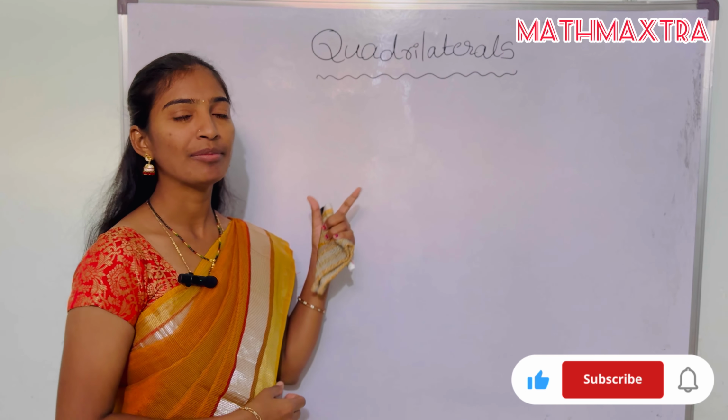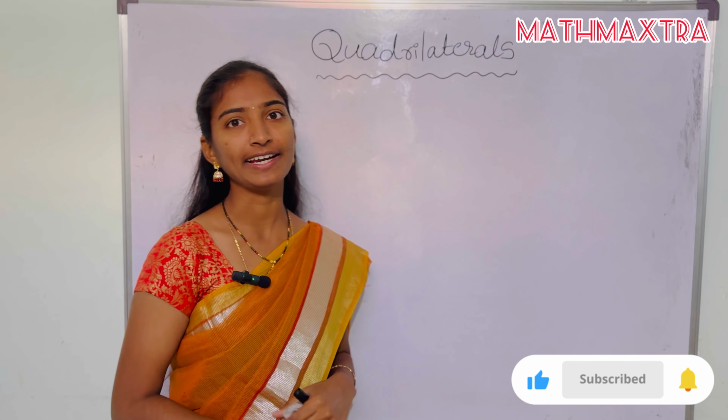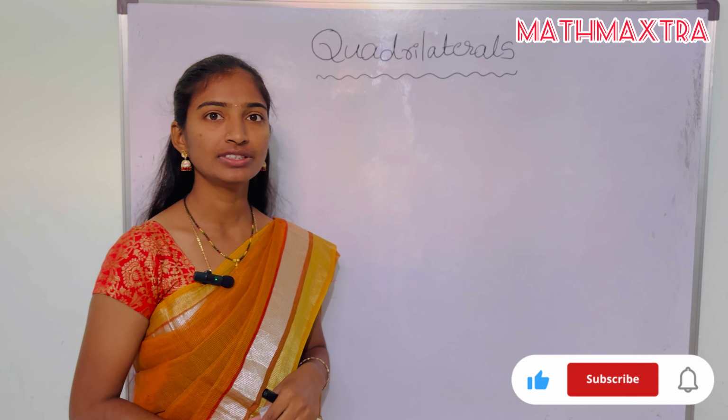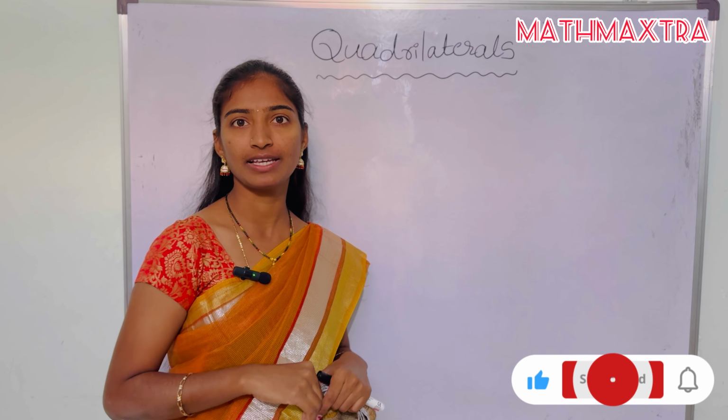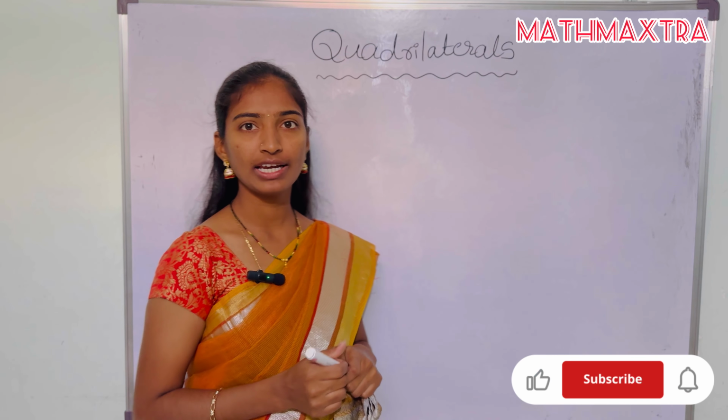Today I am going to start a topic of quadrilaterals. What is a quadrilateral first? A simple closed plane figure formed by four line segments, we call it a quadrilateral.